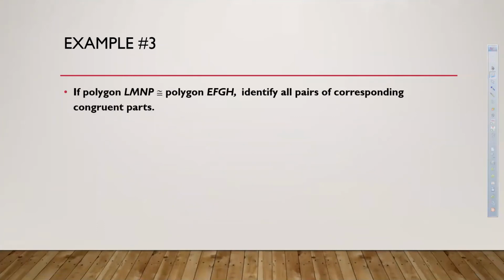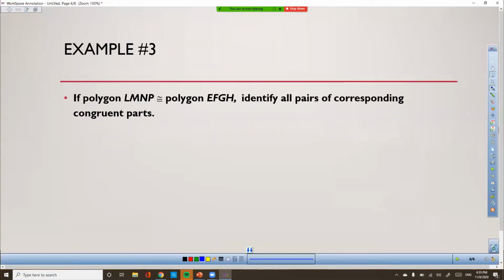Now, if we look at this one here, it says polygon LMNP is congruent to polygon EFGH. Identify all pairs of corresponding angles and corresponding congruent sides. So I don't even know what shape it is. I already know it's a shape with four angles in it. But even though I don't know what the shapes look like, I can list all my congruent angles and all my congruent sides. In this case, we're going to have four congruent angles and four congruent sides. And again, the order tells me specifically which one goes with which.